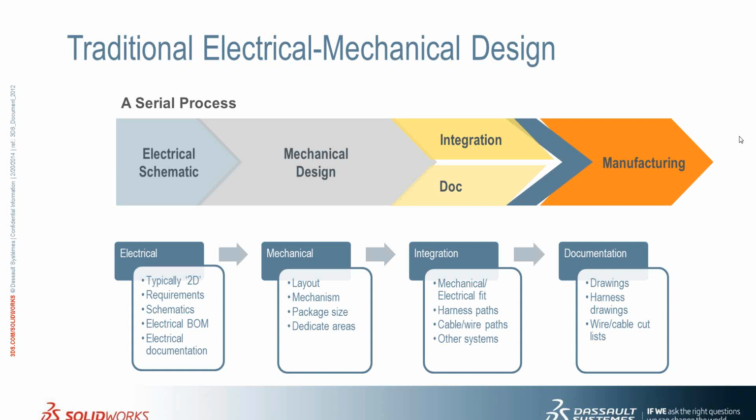And once this is done and both departments are okay with it, we will go for the final documentation, where we generate drawings, harness drawings, cut tables, and only then do we go for the manufacturing. So this is a very typical electrical and mechanical process, and up to date, I would say most of the companies are practicing this method.